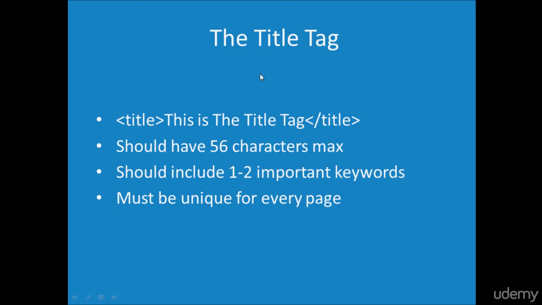So basically this is what we have to know about the title tag. It should have 56 characters maximum. It should include 1 to 2 important keywords because Google are really looking at your title in order to understand what your page is talking about. Third rule, it must be unique for every page and you can easily check it through Screaming Frog. So that's it for the title tag. This is what you have to know, and the title tag is a very important part of SEO.